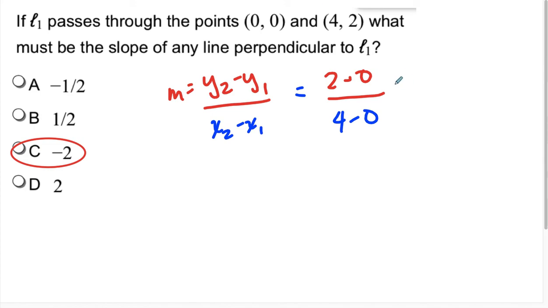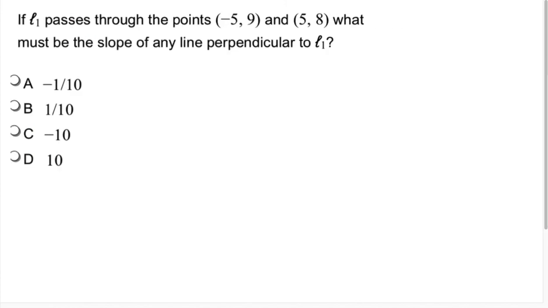Okay, so now let's calculate. 2 minus 0 is 2, and then 4 minus 0 is 4, and that reduces to 1/2. So the slope of line 1 is 1/2. Okay, so that means that the slope that's perpendicular to 1/2 is -2, because -2 is its opposite and reciprocal. Okay, let's take a look at this example. And again, I want you to pause the video to see if you can get the right answer.